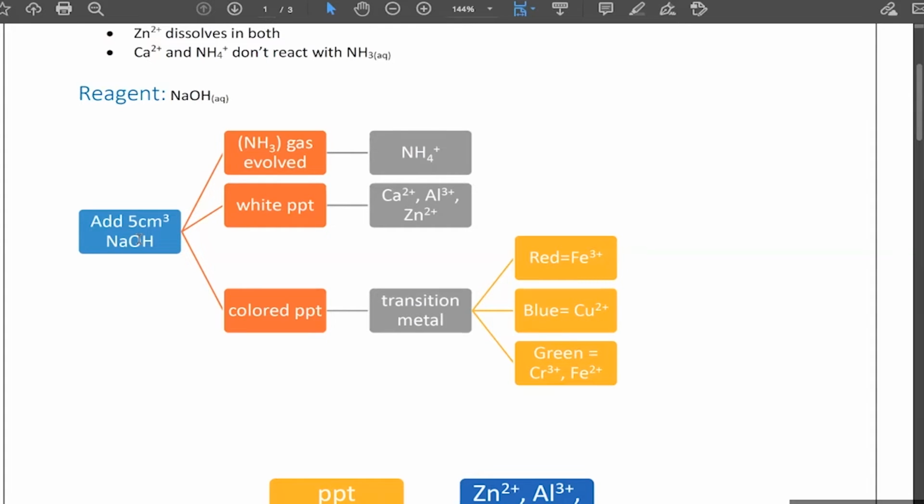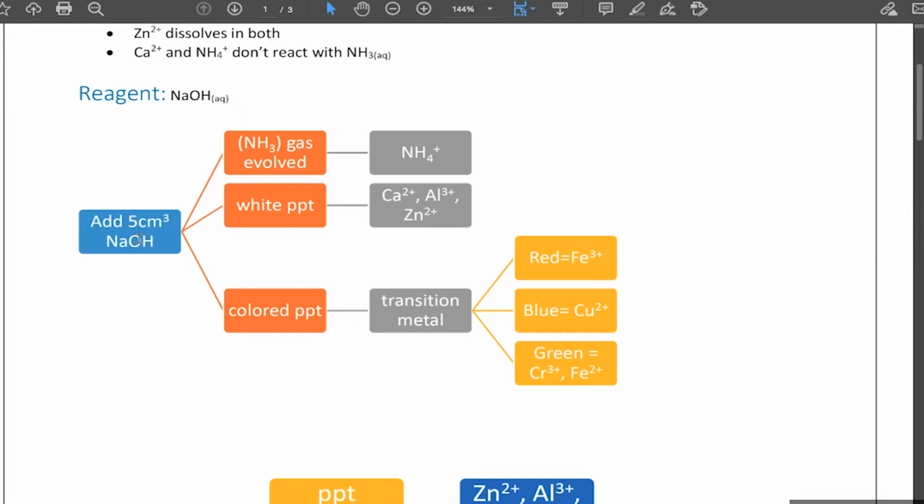Now, of course, right now we don't have a way of differentiating which one I have. Do I have calcium? Do I have aluminum or zinc? We don't know. But we do know that we have narrowed down our options to these three. Now, what if we have a colored precipitate? Instead of getting a white precipitate, we see a colored one. That means that we have a transition metal ion, because transition metals are the ones that give us colored precipitates.